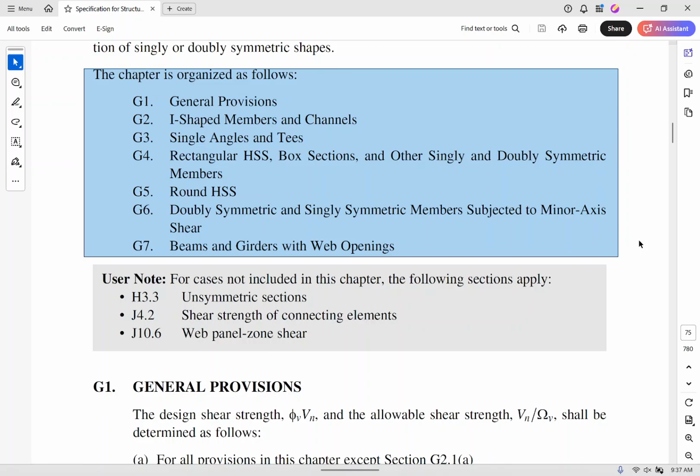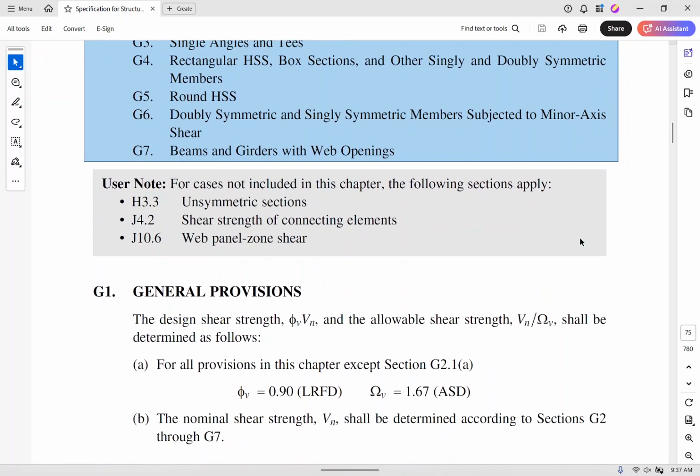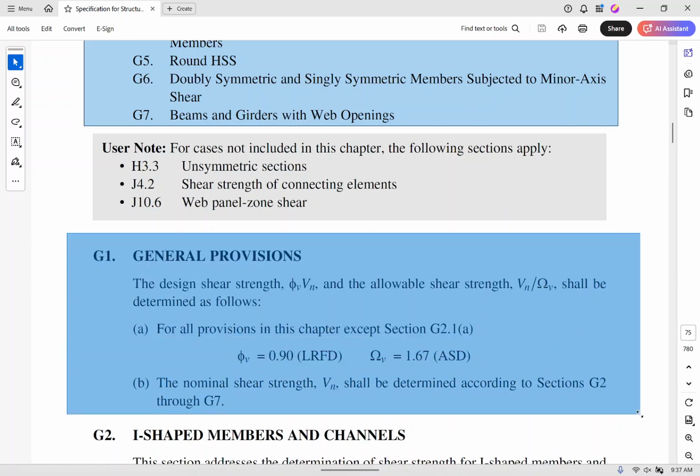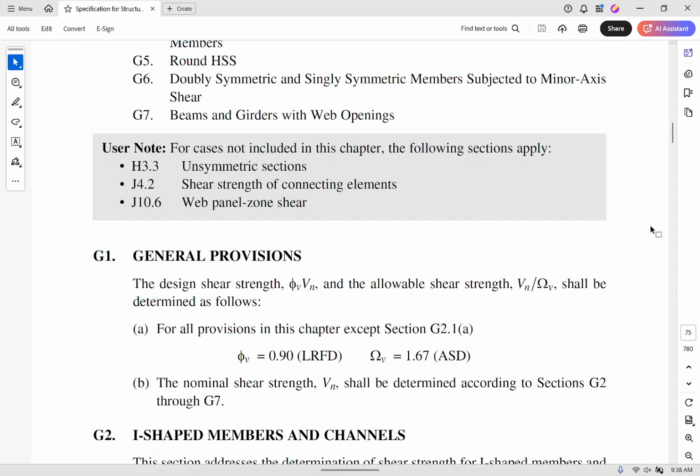Okay, so let's go back to G1. Let's just read that again, make sure we're clear. G1, general provisions. This applies to everything. For every section, phi is 0.9, except the ones that meet this. And we happen to be one of the ones that meet this, so we're going to use a phi value of 1. So let's go to G2.